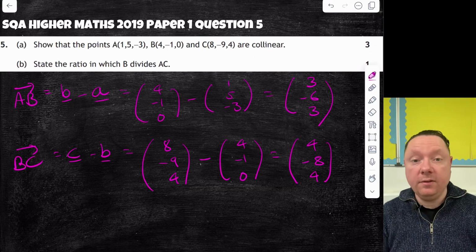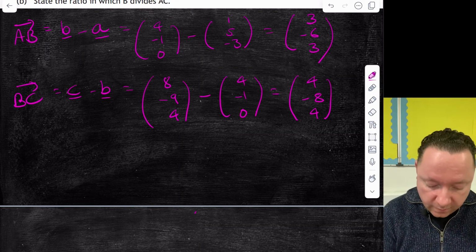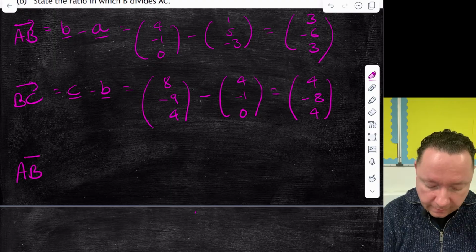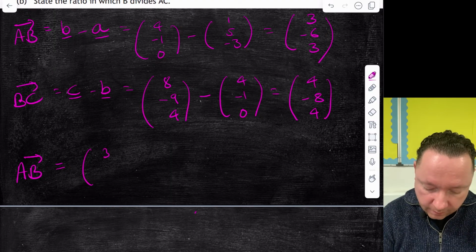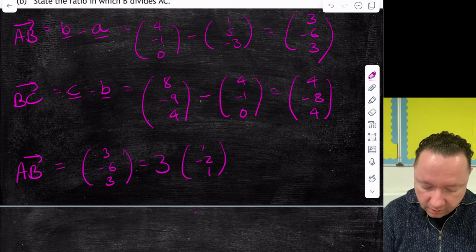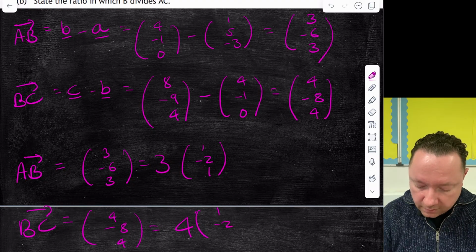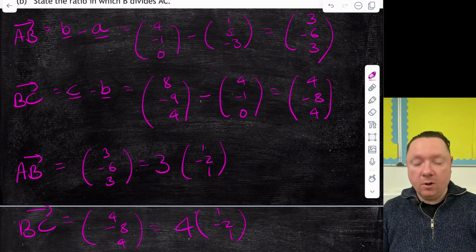Now it might be hard to see that they are multiples of each other. If we can simplify and take a common factor out, you should be able to see this. A to B equals (3, -6, 3). Well, 3 is a common factor, so that's 3 times (1, -2, 1). Similarly, B to C is equal to (4, -8, 4). Well, that's 4 times (1, -2, 1). Same one is the same one.